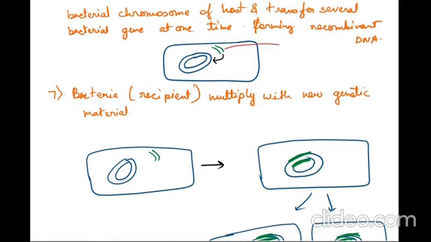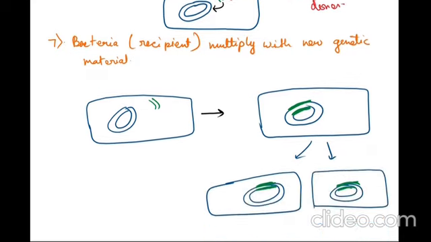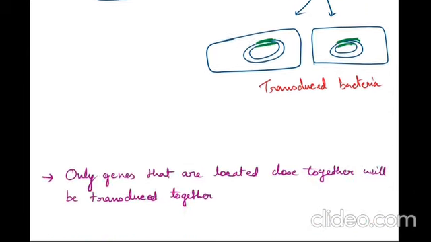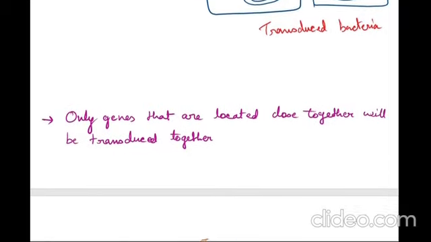So this DNA is coming from the host, or I can say it is coming from the donor, and the blue one is from the recipient. So the recipient bacteria multiply with new genetic material. Now the genetic material has changed, and therefore these cells are now transduced bacteria. So now this bacteria has DNA from two different cells. Like the green one is coming from a different cell, right? And the blue one is from the parent.